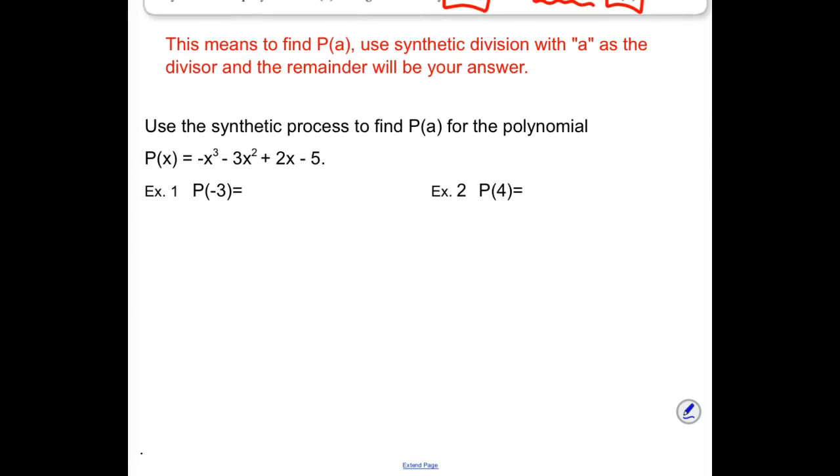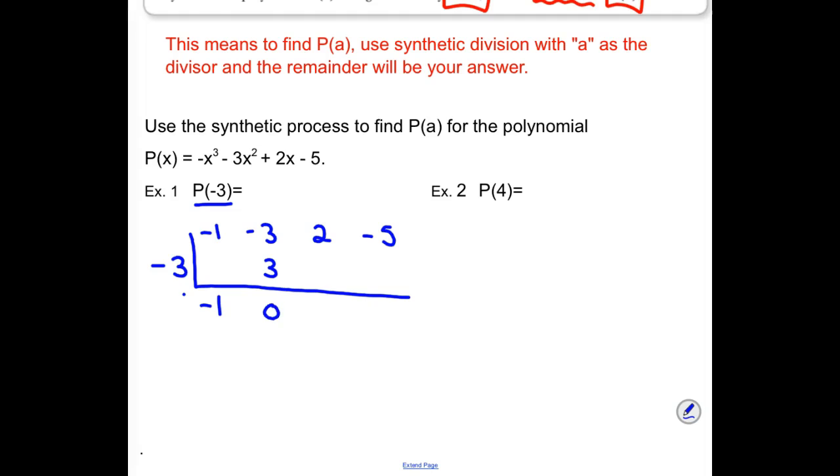So our first example, we have the polynomial negative x cubed minus 3x squared plus 2x minus 5. There are no missing terms on that one. It says to find the value for p at negative 3. So I'm going to go ahead and put negative 3 out front. My coefficients are negative 1, negative 3, 2, and negative 5. Doing our synthetic process, we bring down the negative 1, we multiply. So negative 3 times negative 1 here gets us a positive 3. When we add, we have 0.